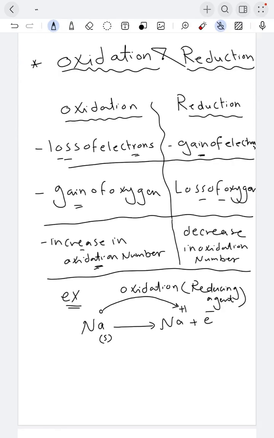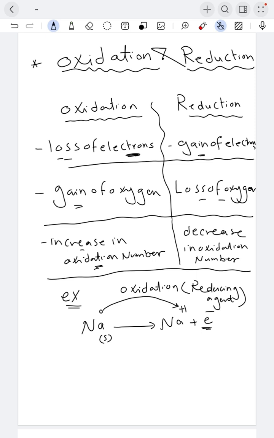Also I can look at the electrons. Where are the electrons here? They are in the product, so it means it's loss of electrons, which makes me sure that it's also an oxidation process.